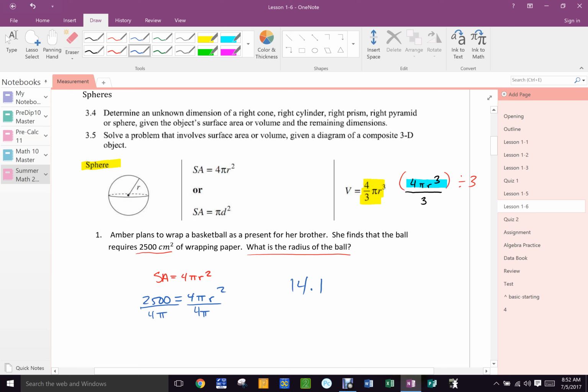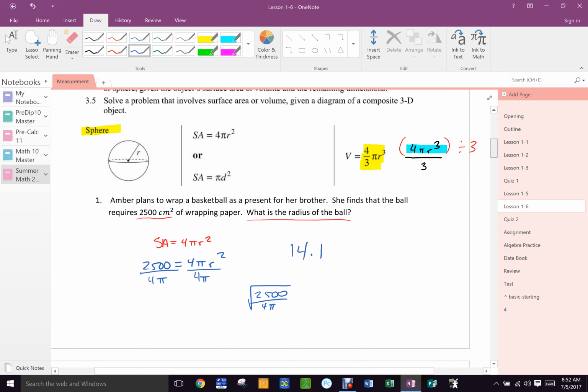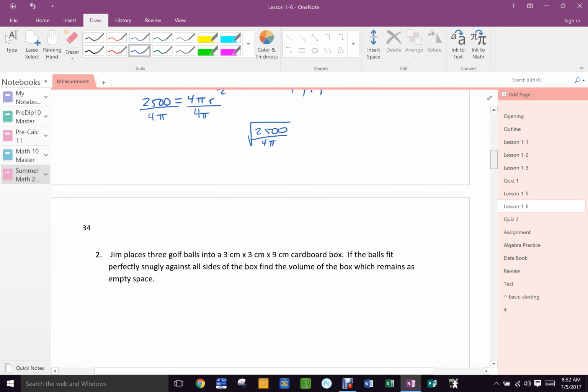And then, of course, you had to square root 2,500 divided by 4 pi. Now, if you didn't get 14.1, but you did the math right, that's probably because you're not so hot with your calculators. And that's okay. All right. Is there anybody that needs to be shown how to do that with their calculator? Or did everybody get 14.1? Everyone's cool? Okay, good. Usually I have to remind people the calculator stuff there.